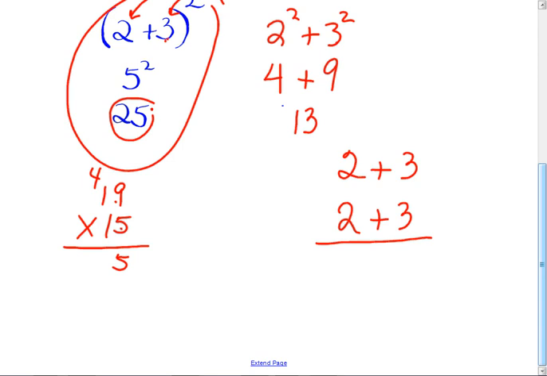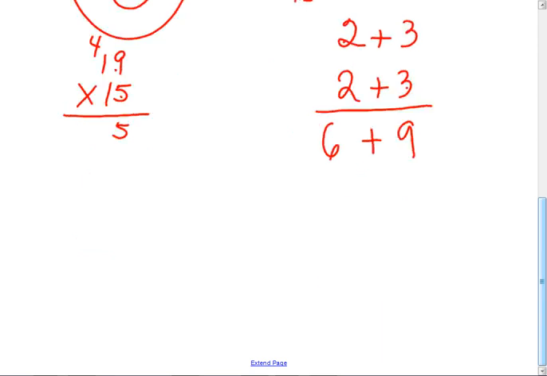Well, I can do the same thing here. I can do 3 times 3, which is 9. Then I can do 3 times 2, which is 6. And then I can do this 2 times 3, which is 6. I can line them up, doesn't matter. Or 2 times 2, which is 4. If I add these up, what's that give me? 4 plus 6. 10. What's 6 plus 9?